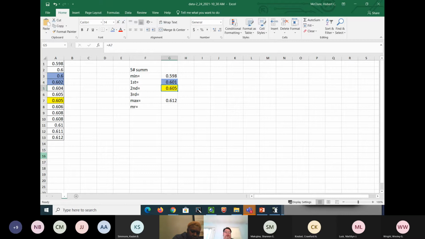Take the two middle numbers, and I'll color these yellow and orange. That's equal to, in parentheses, this number plus this number, divided by 2. Now I have to find the mid-range, which equals the highest number plus the lowest number, divided by 2.